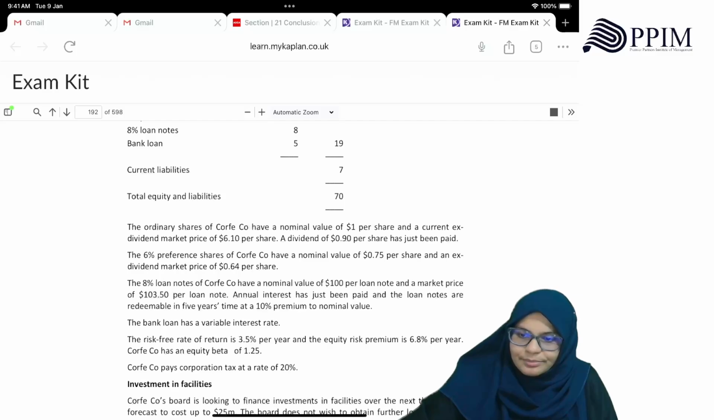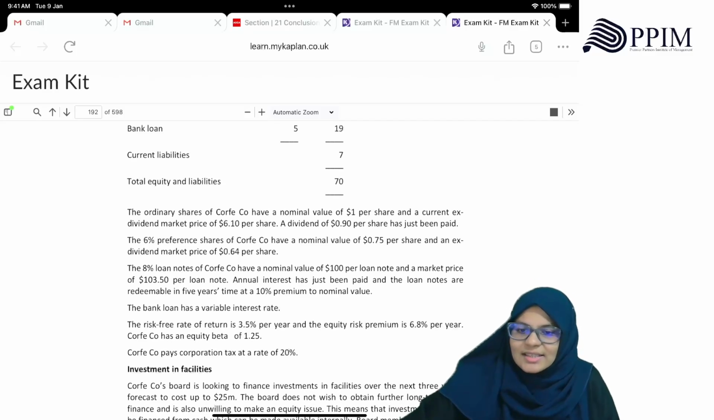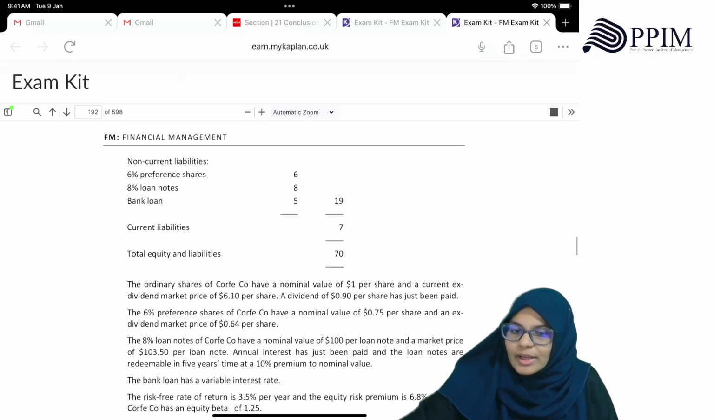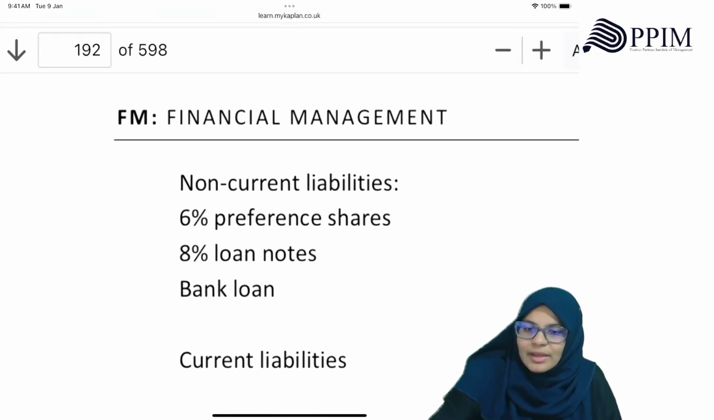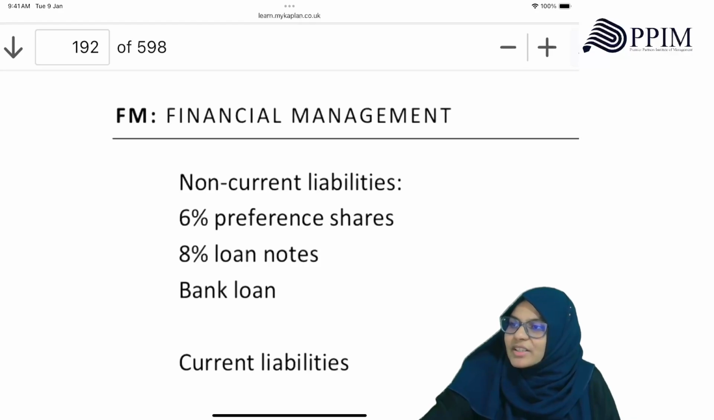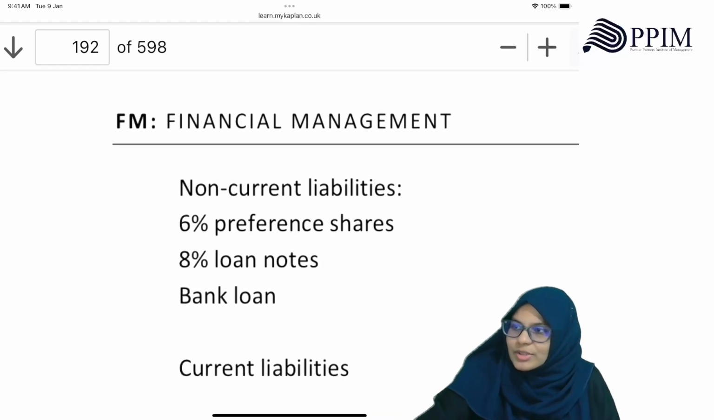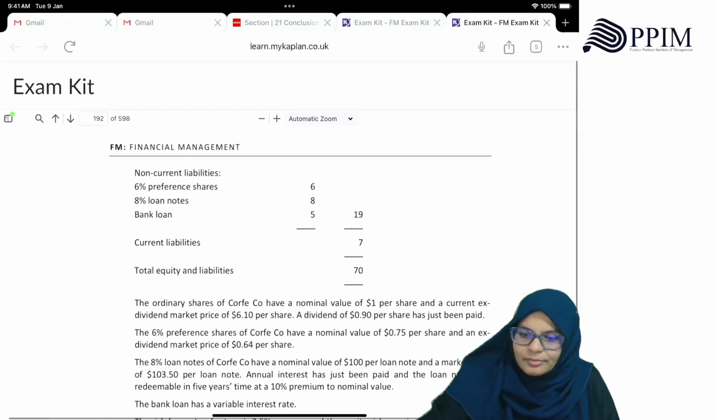Then the preference share, they're saying the 6% preference shares of COF company have a nominal value of 0.75 per share and an ex-div market price of 0.64 per share. So here they're giving me nominal value, they're giving me market value. They haven't given me the dividend, but I don't have to worry about that because they are already telling me here it's a 6% preference share. So if I want to know how much dividends we paid for this particular share, it's 6% into the nominal value. Simple as that. Okay.